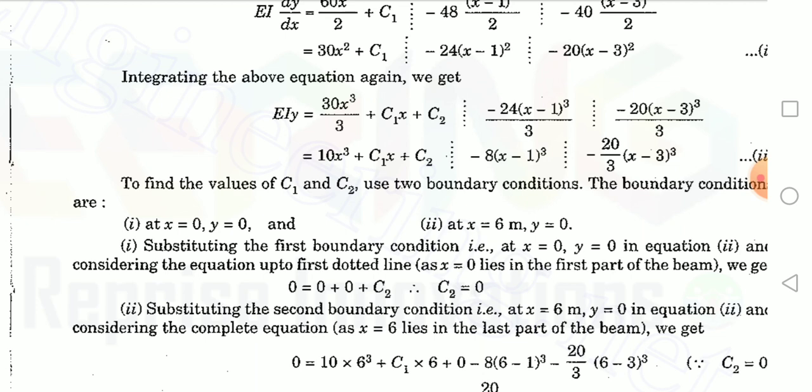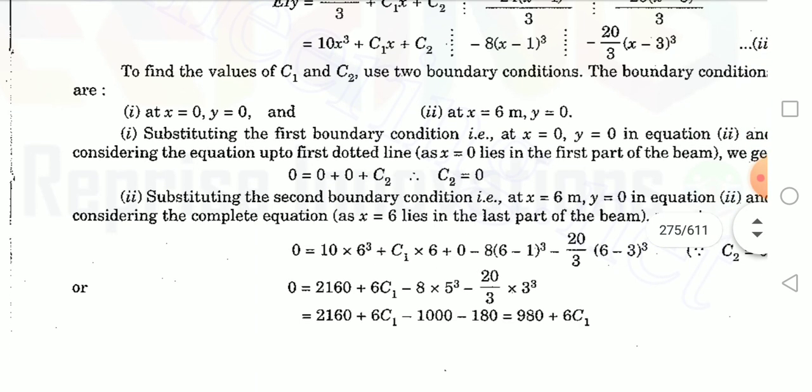Second boundary condition, substituting into the last slab, so we write the full equation, y equal to 0 when x equal to 6 meters. So we put 6 instead of x: 10 into 6 cube plus C1 into 6 plus C2 equal to 0, then minus 8 (6 minus 1) cube, minus 20 by 3 (6 minus 3) cube.